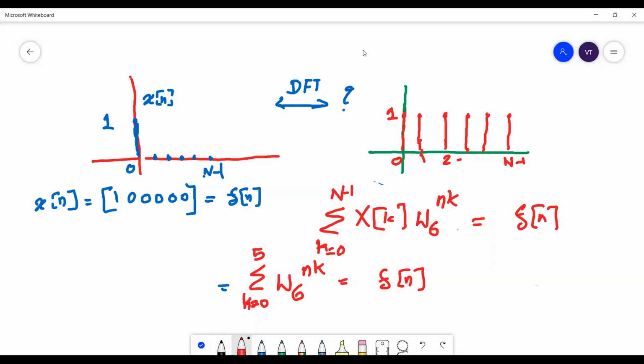You have seen that in the continuous time case. What was the spectrum of the impulse? All the frequencies from minus infinity to plus infinity were present in the impulse. Likewise, all the frequencies that are allowable here are present. What are the frequencies that are allowable here? From 0 to n minus 1. All frequencies are present in the discrete impulse.